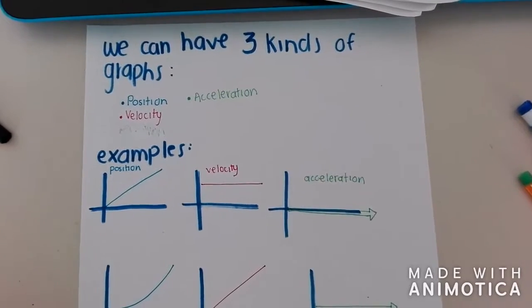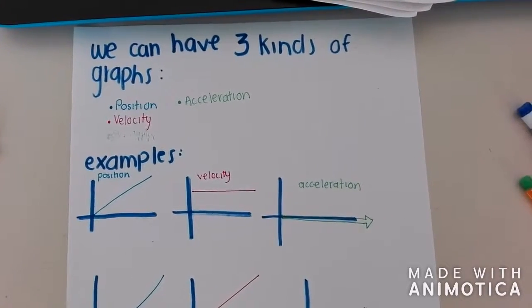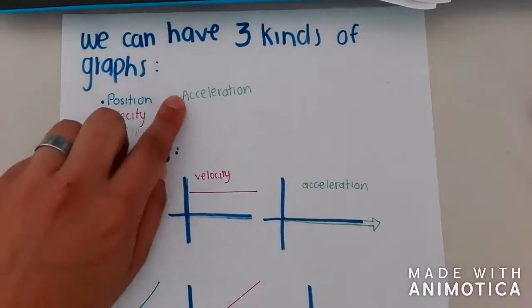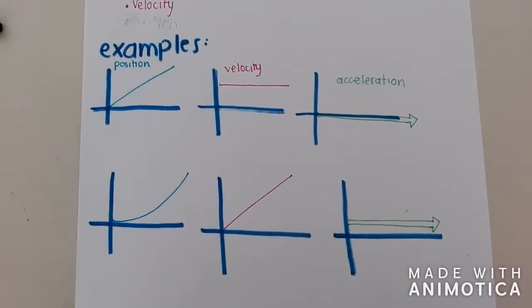We're going to talk about the 3 kinds of graphs to analyze the motion of an object. We can find the concepts of position, velocity, and acceleration. Here we have some examples.